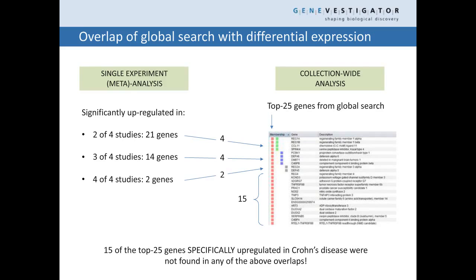So from the 21 genes that were present in 2 of the 4 studies, only 4 were among those that were found to be Crohn's disease specific by our analysis. From the 14 genes that were present in 3 studies, 4 were found in our list, and from the 2 genes that were present in all 4 studies, as being regulated in all 4 Crohn's disease studies, both of them were found in our list. However, what was interesting was that there were still 15 other genes, which is more than half, which were not found in these overlaps here.